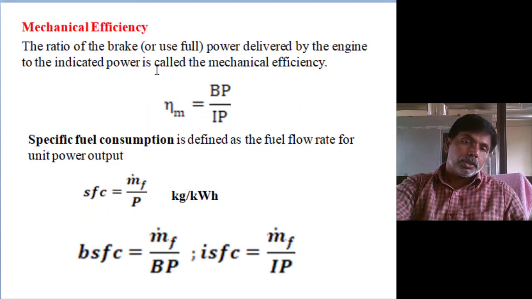Then mechanical efficiency: brake power to the indicated power. The ratio of brake power delivered by the engine to the indicated power. The mechanical efficiency range I already mentioned, 75 to 90%. Specific fuel consumption: mass of fuel consumption in kg per hour divided by power output. If the power output is brake power, then it is called brake specific fuel consumption. If the power output is indicated power, then it is called indicated specific fuel consumption.